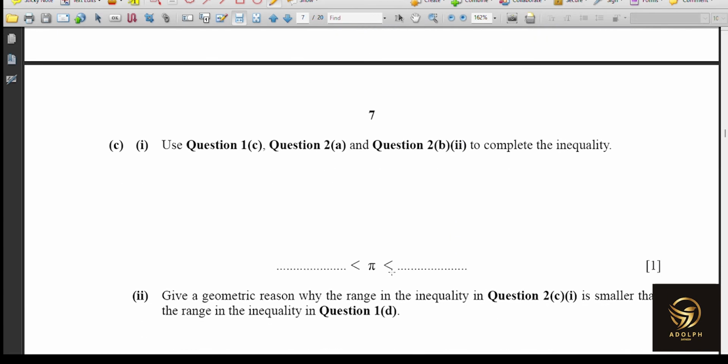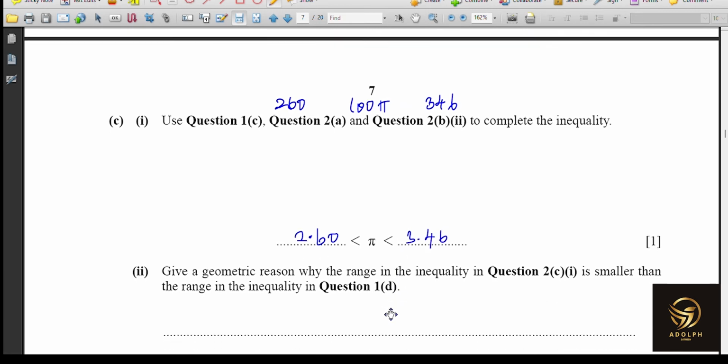Use question 1C, question 2A and question 2B2 to complete the inequality. 1C it's 100 pi centimeter square. Previously we wrote that the area of the circle is 100 pi, and now here we got this answer as 346, and in this step we got the answer as 260. As we did before, we divide by 100, so here also we are going to divide by 100, so we'll be getting 2.60, and here it's going to be 3.46.